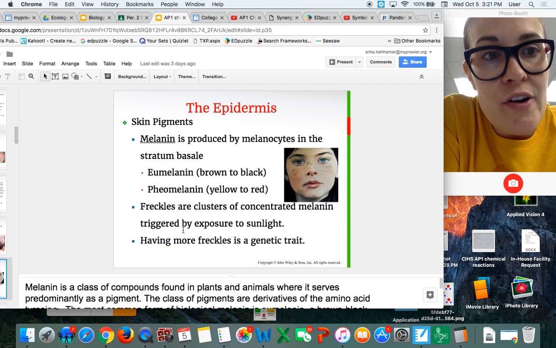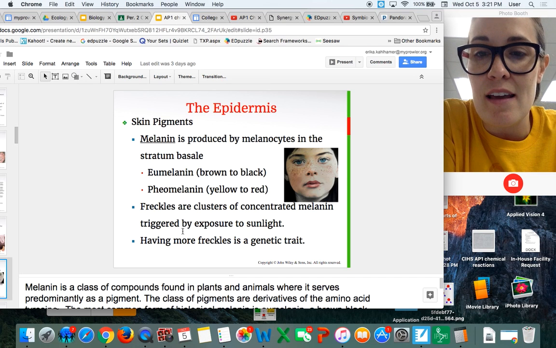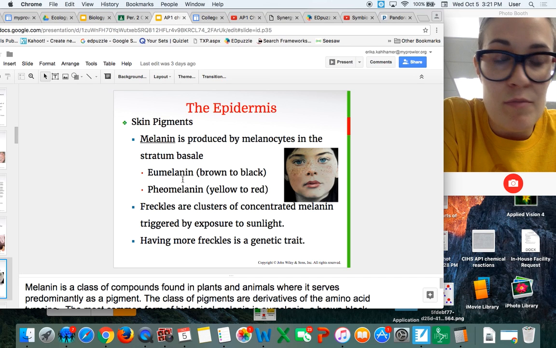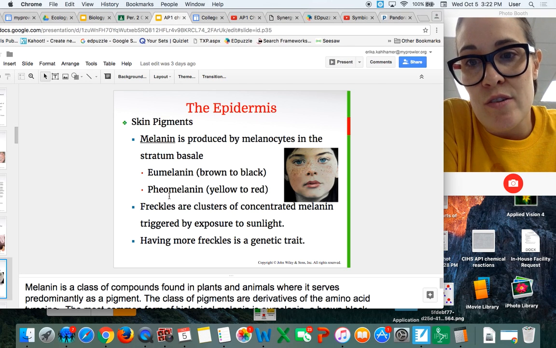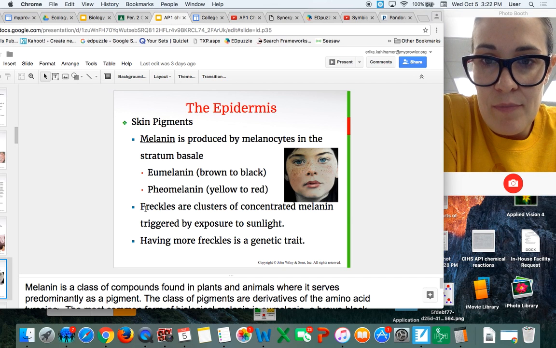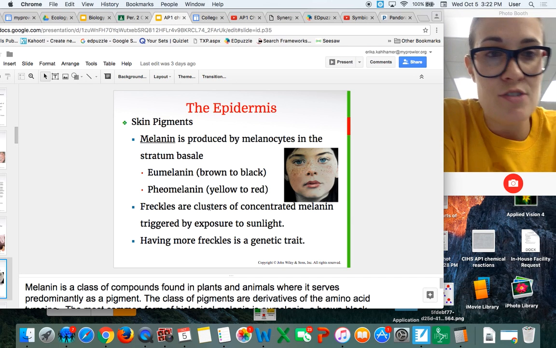Your skin color, your eye color, your hair color is genetic in nature. The type and amount of melanin is different from person to person. Brown to black color is produced by eumelanin, and yellow to red coloration is due to pheomelanin. Freckles are produced, as you can see in this beautiful lady or girl, by concentrated melanin.